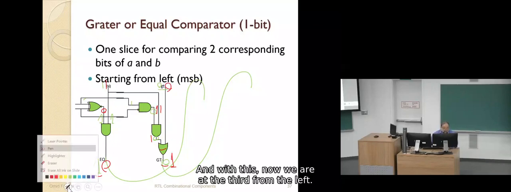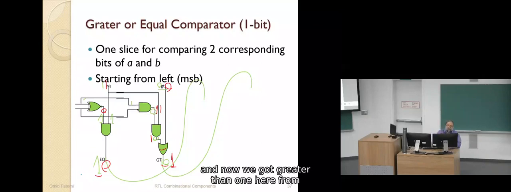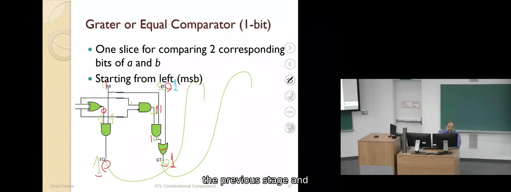we are at the third from the left. First one, second one, third one. And now we got greater than 1 here from the previous stage and equal 0 from the previous stage. So A1 and B1, whatever they are, either they are equal or not, either it becomes 1 or 0, then we have 0 here, so this becomes 0. And whatever they are, the output of the greater either becomes 0 or 1, they get some output here, but 1 is here, and 1 goes to the OR gate, so the output is 1.